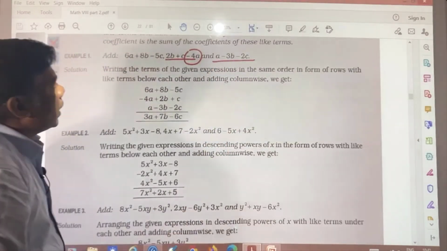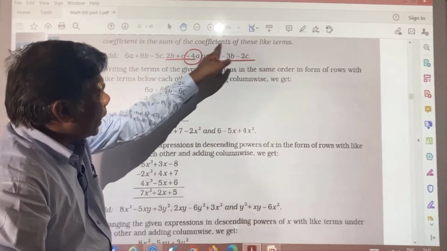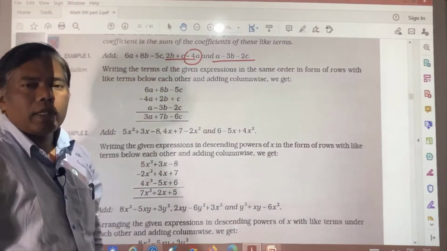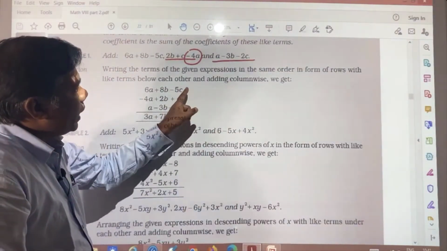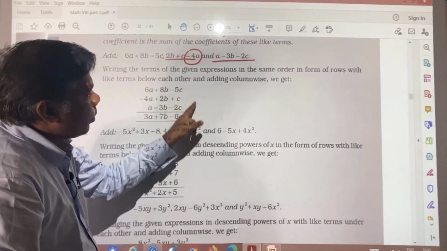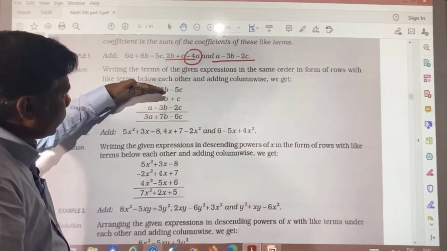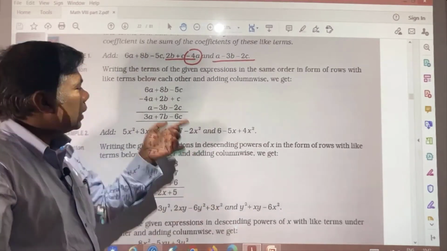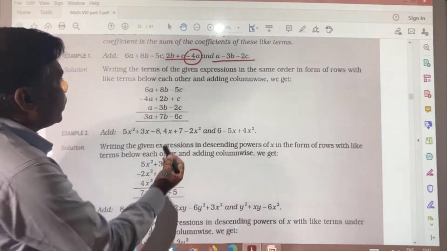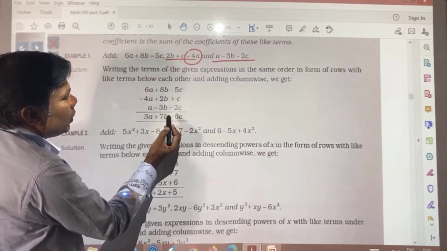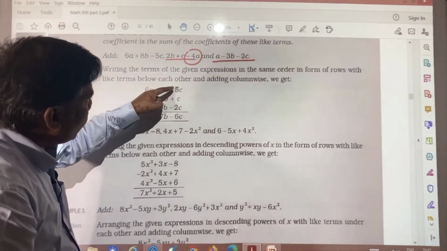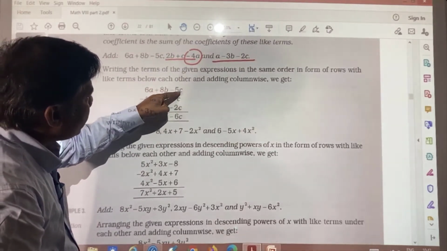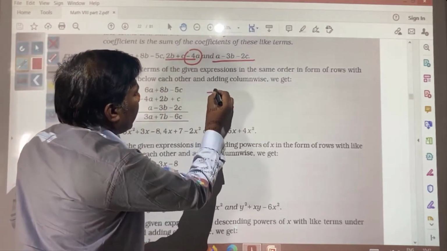Another expression you have A minus 3B minus 2C, again you arrange this, and like terms are required to be written together. And if a constant term is there, that also is required to be written separately. And then if you want to add, as we add integers, in that way you need to add this. Here you see minus 5C plus 2C and minus 2C. So if like signs are there, you add together. So minus 5C and minus 2C became minus 7C.